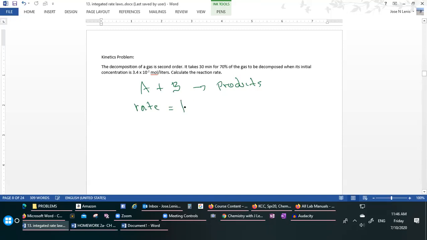Start here with rate constant times concentration of A, and what is this exponent here? It's 2. That's what the problem is telling you. The reaction goes through a second order kinetics, and that's how you write that rate law for that reaction. If that reaction is second order with respect to A only, that means it is zero order with respect to B. That's why concentration of B doesn't show here.